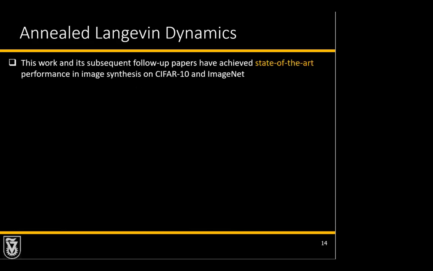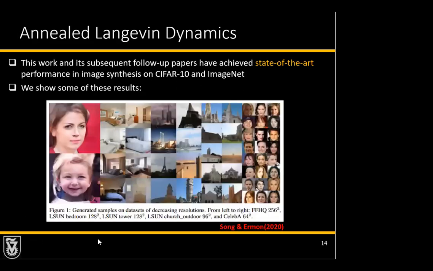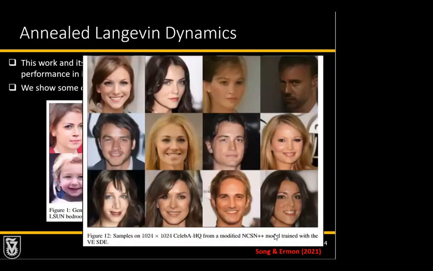So I just want to emphasize that I'm not talking about some niche algorithm that some paper did. We're talking about an algorithm whose subsequent papers have achieved state-of-the-art performance in image synthesis on very well-known datasets such as CIFAR10 and ImageNet. Here we show some of the results. There are some generated images, face images, bedroom images, tower images. This is from their paper from 2020. In 2021, they even improved upon this.